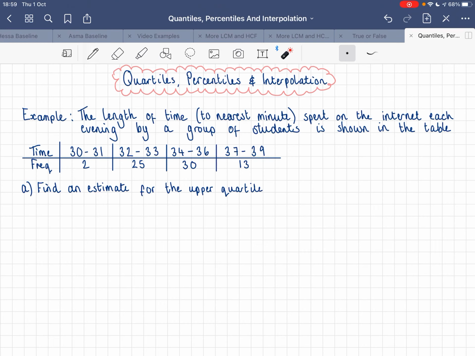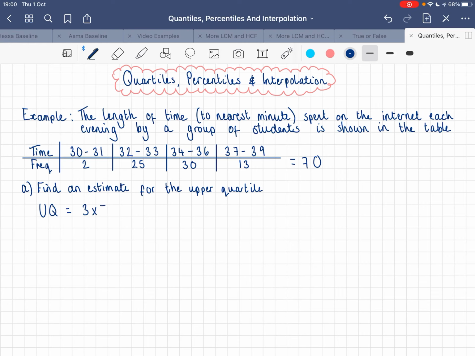so we have our classes, our intervals, we have our frequency, and we want to find an estimate for the upper quartile. First of all, your total frequency is 70. When you add all of those frequencies up together, you get 70. So you've asked 70 students all together. To find an estimate for the upper quartile, we first need to know what value we are interested in. So for the upper quartile, we need to find 3/4 of 70.